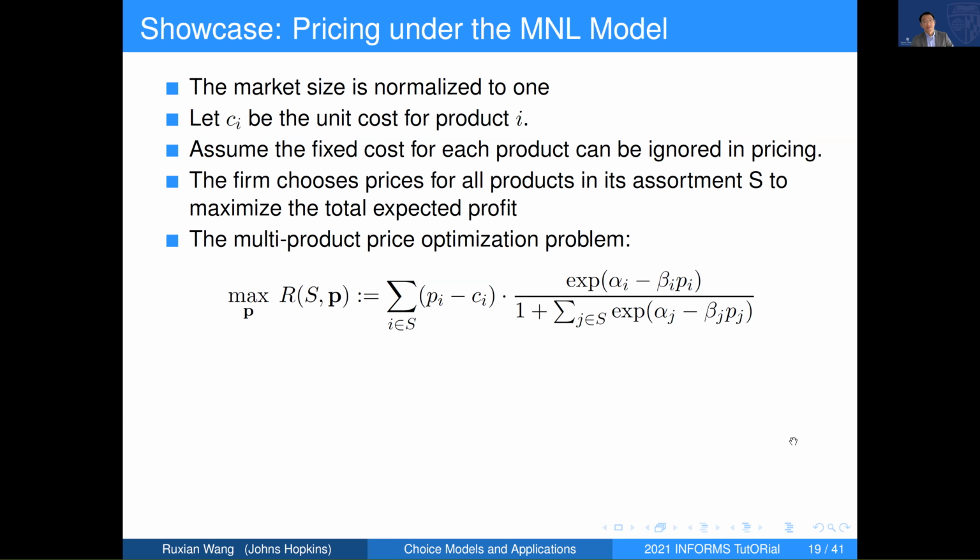And we can have the mathematical formulation. This one, p_i minus c_i, is the profit margin, and this one is the choice probability under the MNL choice model. One represents the attractiveness of the no purchase outside option.